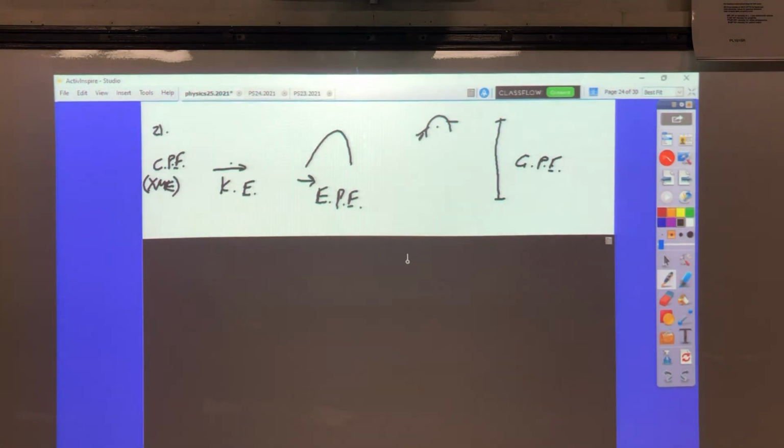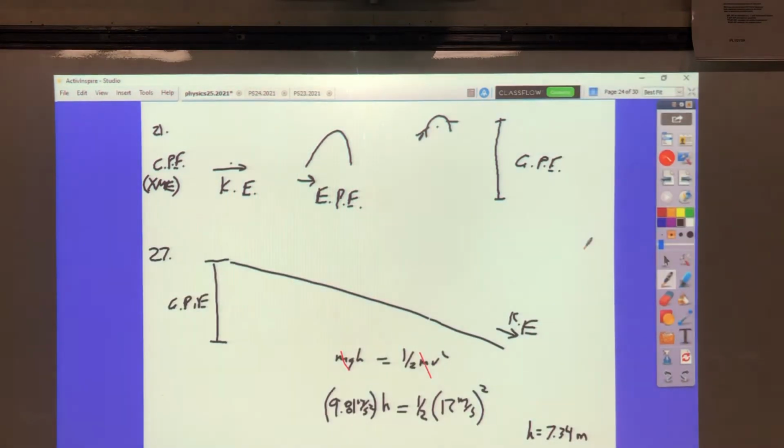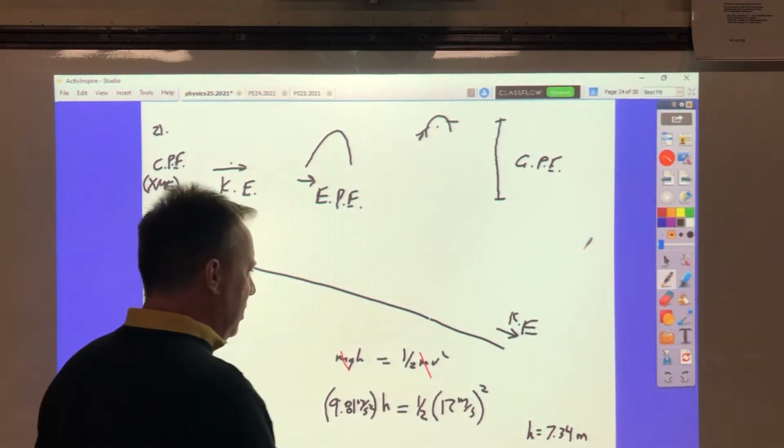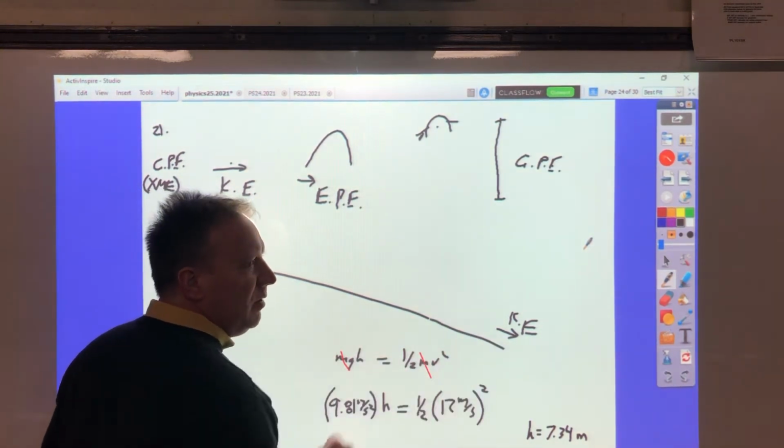Okay, next one is 27, a child in a sled. This one's pretty easy. You can do this one. Going down a hill. So the hill is mgh. Kinetic energy is 1/2 mv squared.